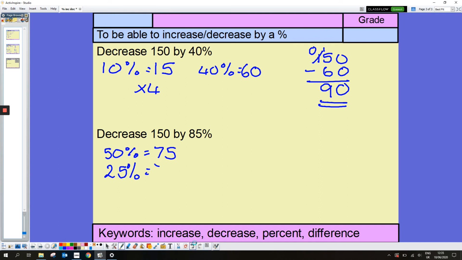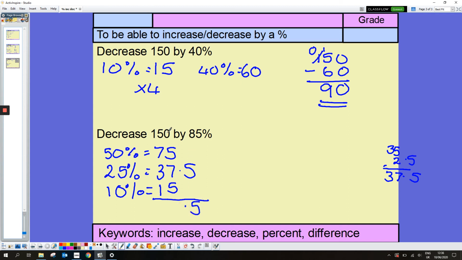Now, if you struggle to halve numbers like 75, my best suggestion is to jot down what you're doing. So half of 70 is 35, so I'm just going to put it right over here out of the way. And then half of the 5 is 2.5. So that leaves me with 37.5. Now I've got 75% here, so I still need another 10% to get me to 85%. 10% of 150, we actually worked out for this question up here, so it's useful to use numbers we've already worked out, is 15.